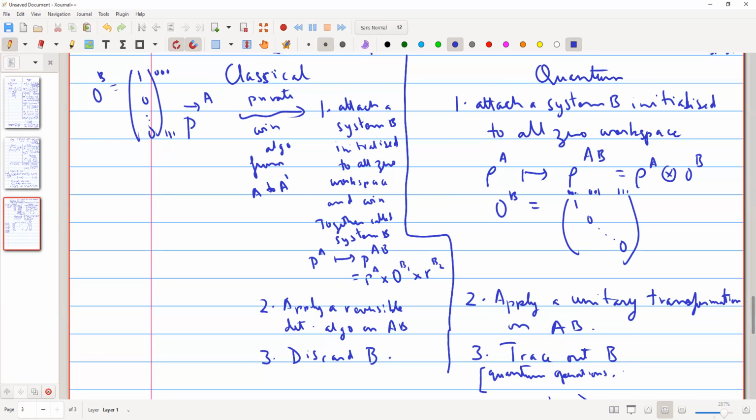More fancy names: there are terms called completely positive trace preserving. So people write CPTP, completely positive trace preserving super operators.